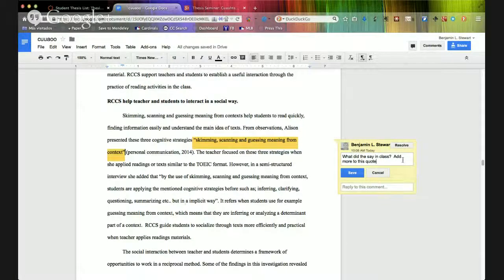I can write the definition, right? What's that? I can write the definition. No, it's not the purpose of your research. I want you to try to add more information.